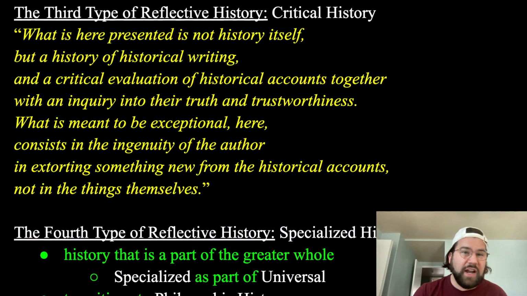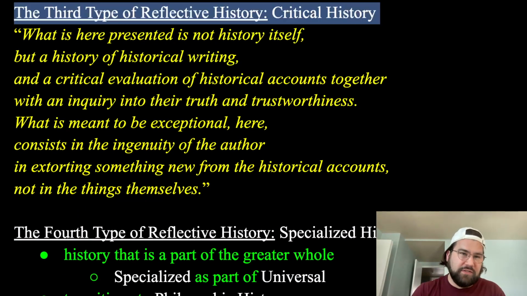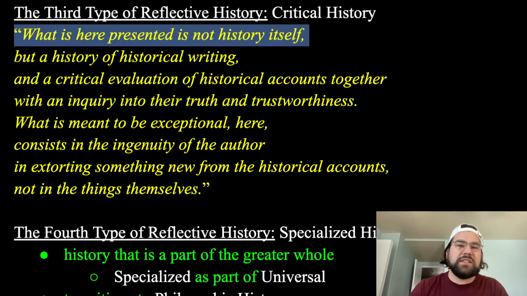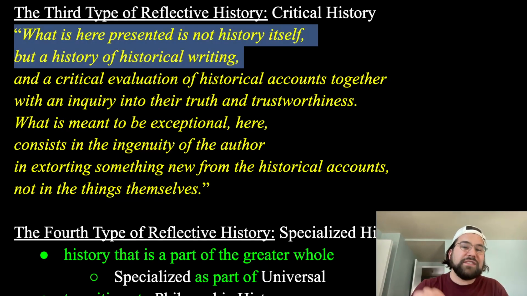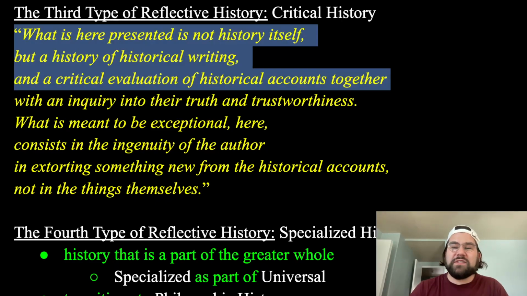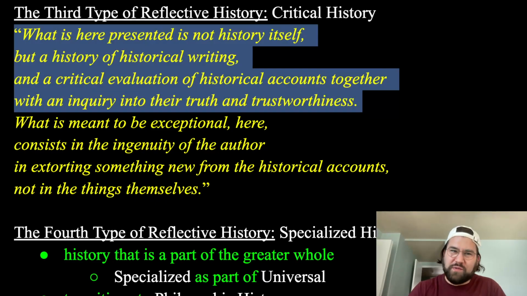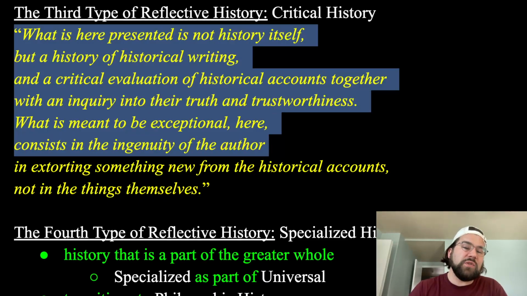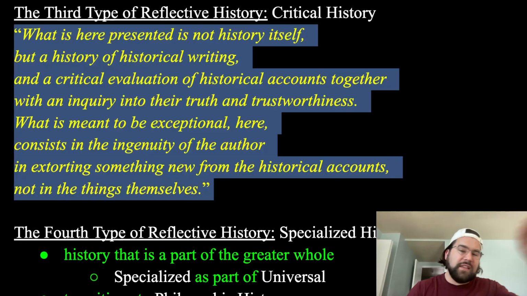Moving on to the third type of reflective history, critical history. Got one selection here I think does a pretty good job of summing this up. Hegel says, what is here presented is not history itself, but a history of historical writing, and a critical evaluation of historical accounts together with an inquiry into their truth and trustworthiness. What is meant to be exceptional here consists in the ingenuity of the author in extorting something new from the historical accounts, not the things in themselves.